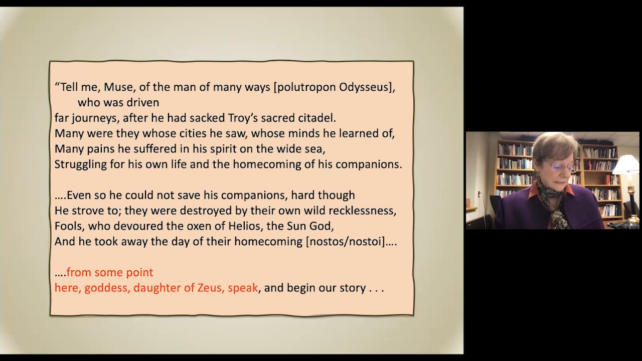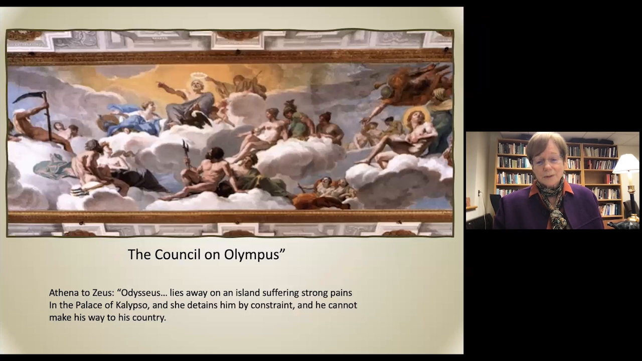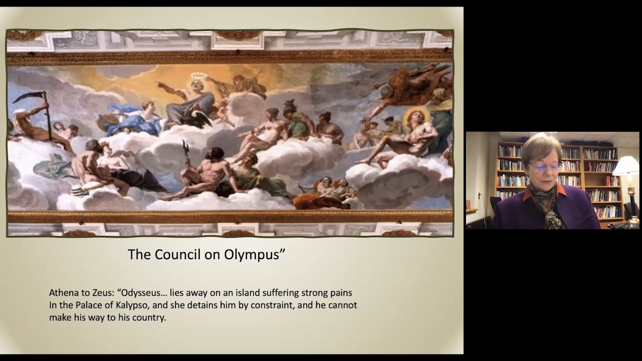So the muse chooses to begin with the Council of the Gods on Mount Olympus. So that brings us back to my favorite slide. But when does this council take place? We know where the Odyssey ends. There's no question about that.